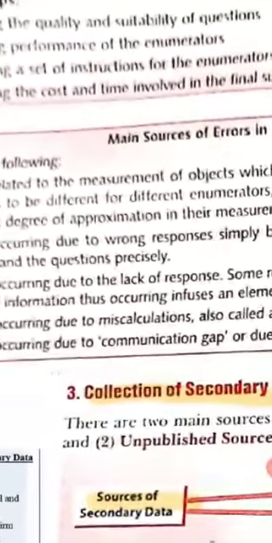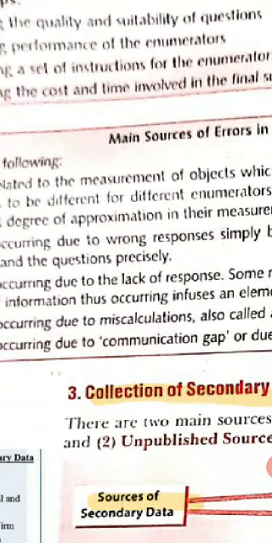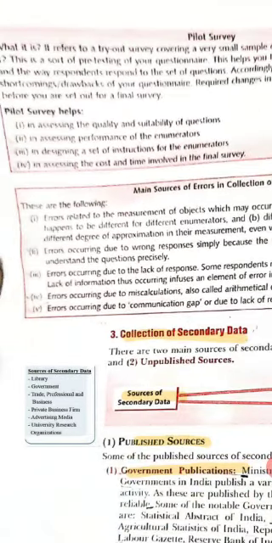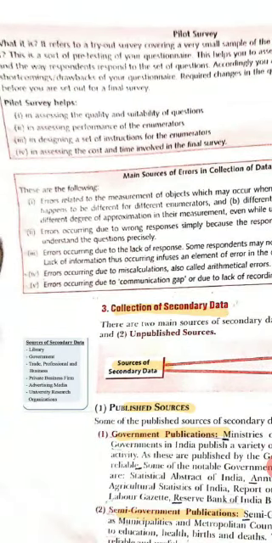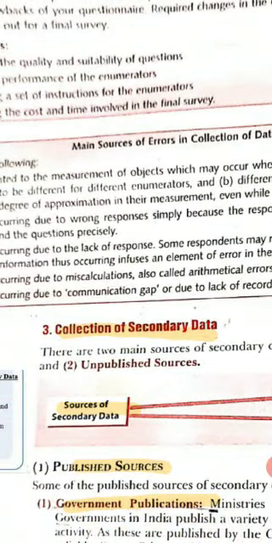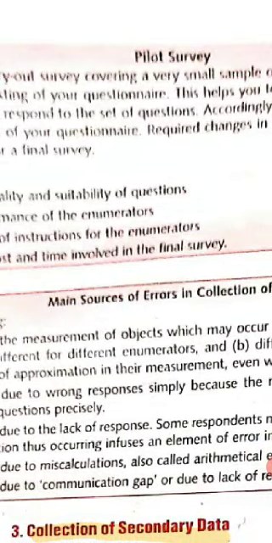Next error can occur when a wrong response is given by the respondent, meaning when they are unable to understand the questions, so they will obviously give a wrong response. Next is the lack of information. When there is a lack of information among the respondents, the answer or conclusion we draw will always be wrong. Next, sometimes there are miscalculations, which are known as arithmetical errors. And next is the communication gap. When there is no proper communication between the investigator and respondent, the conclusions drawn will be wrong. So these are some main sources of errors in the collection of data.